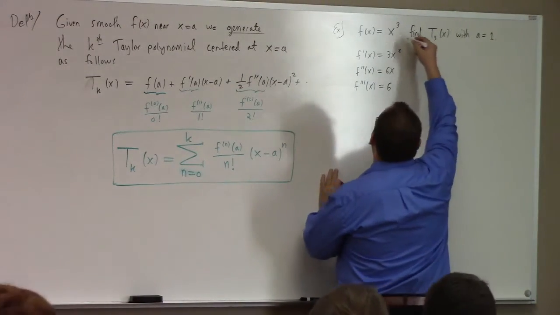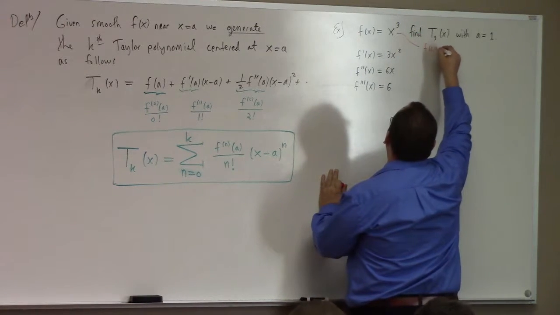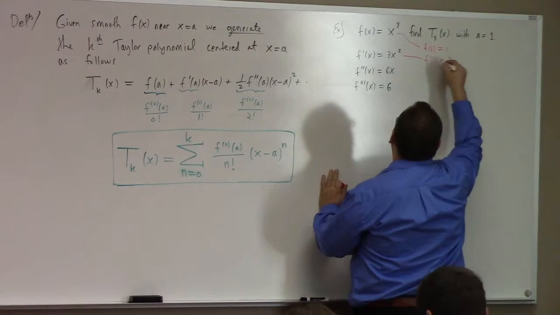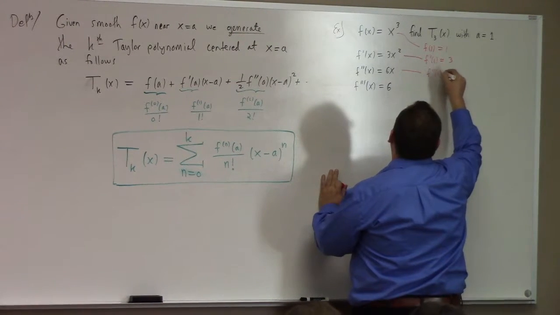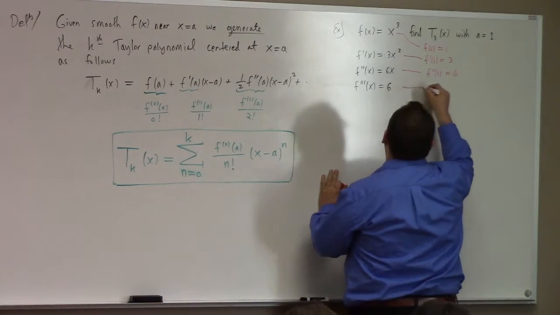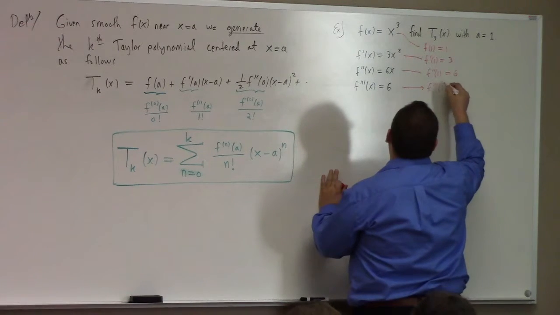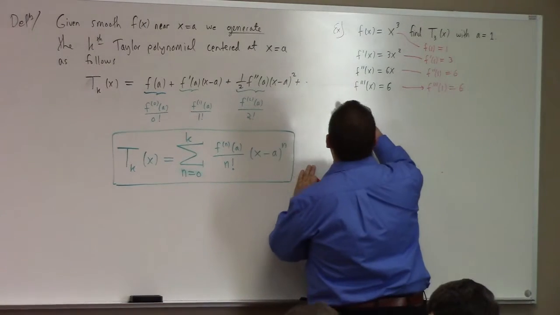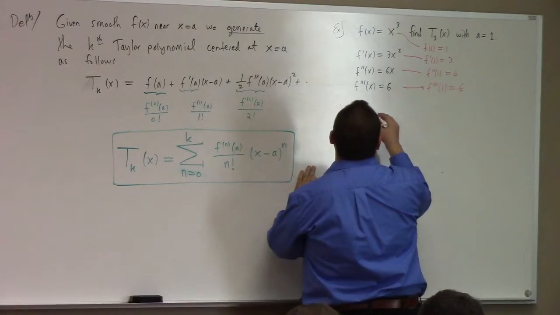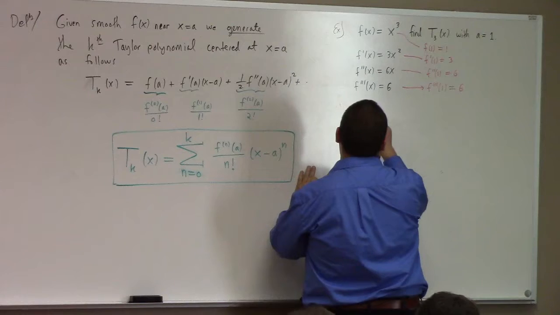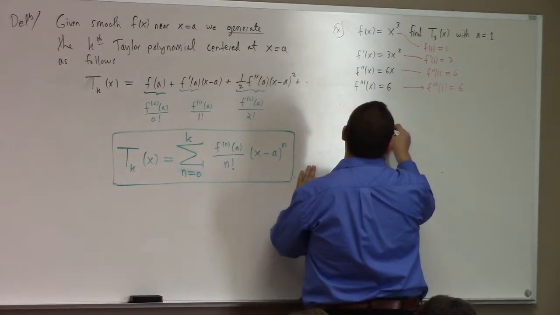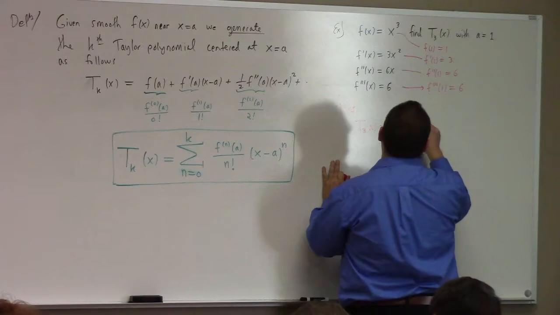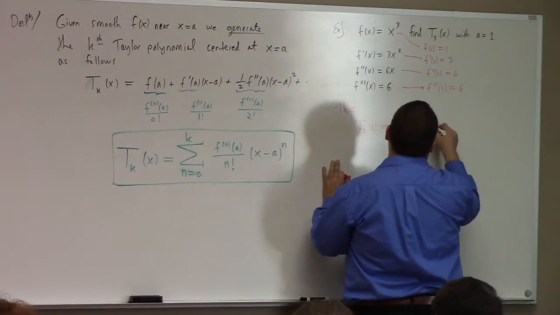All right, so of course f of 1 is 1, f prime of 1 is 3, f double prime of 1 is 6, f triple prime of 1 is 6. All right. Thus, T3 of x is what? 1 plus 3x plus 6 over 2.